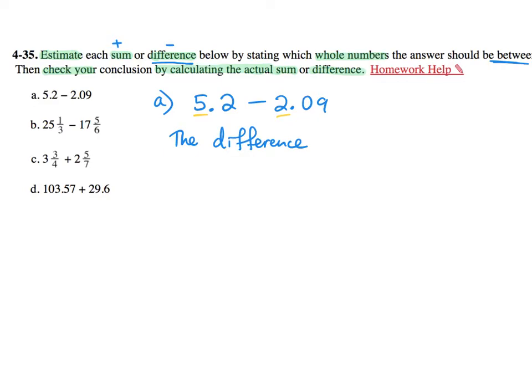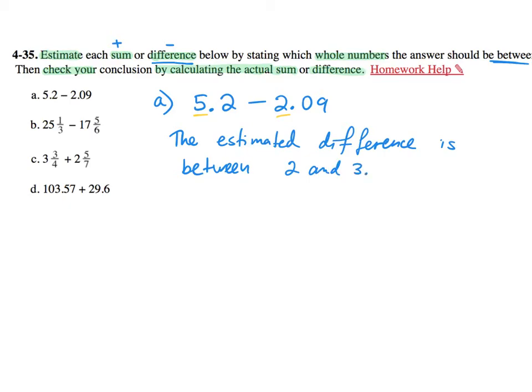According to my estimation, I could say the estimated difference is between, so they do want it between two numbers, so I'm using their words, between 2 and 3. So when we estimate, it doesn't mean it's wrong, it's how you see it.